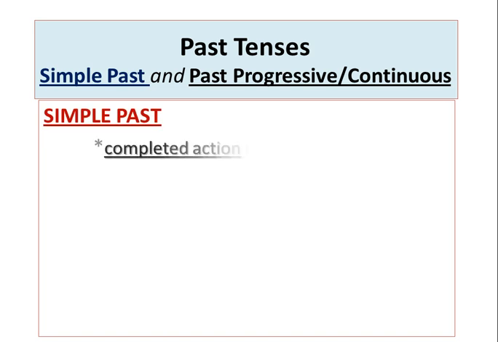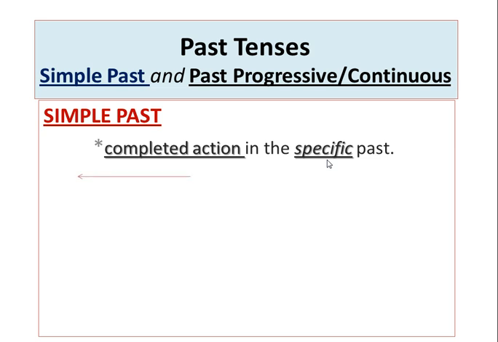And what we know about the simple past is that it represents a completed action in the specific past. So completed action means that it's finished, right? And specific past, by specific past we mean that I can tell you when it happened.